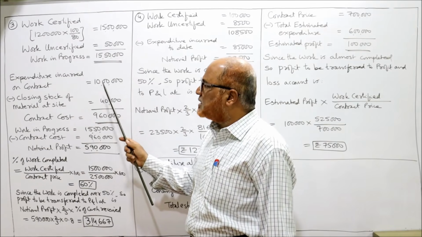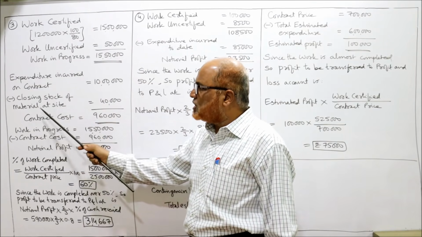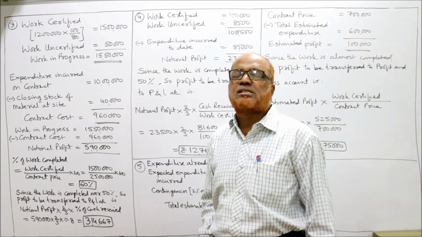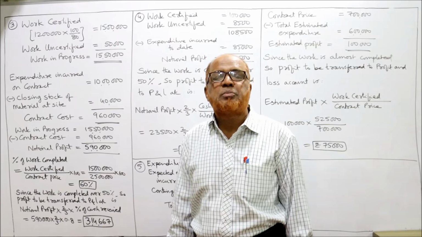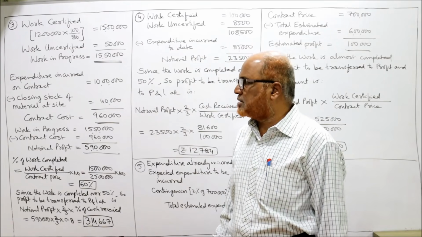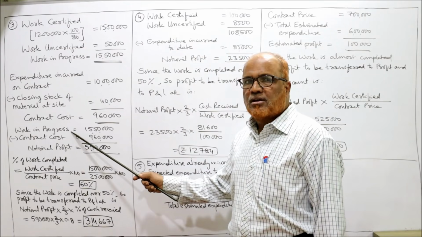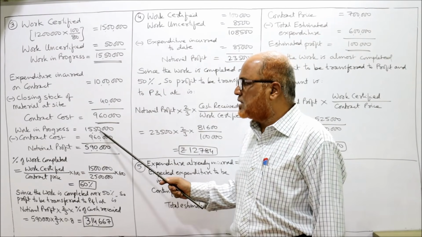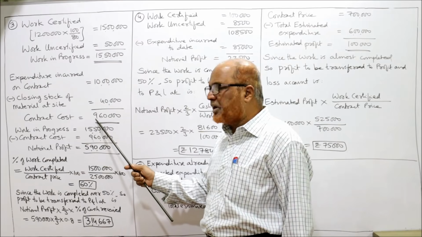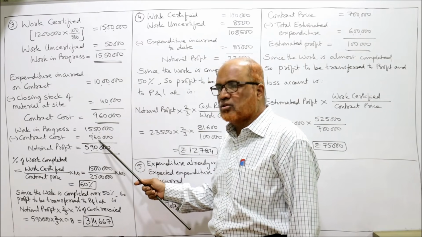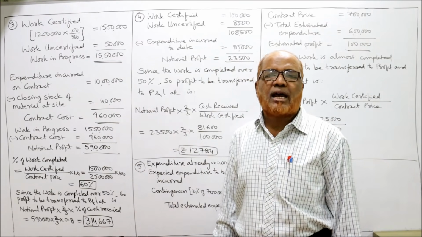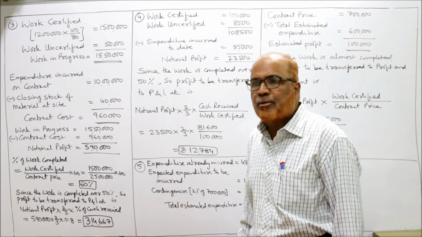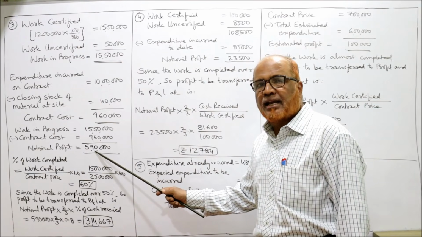Expenditure incurred on contract is 10 lakh rupees minus closing stock of material at site 40,000. So contract cost becomes 9,60,000. Contract cost means expenditure incurred on the contract. Now work in progress means 15,50,000. This is the work in progress, minus contract cost, expenditure incurred on the contract 9,60,000. So from WIP we deduct the contract expenditure and we get notional profit, imaginary profit. So notional profit we got 5,90,000.